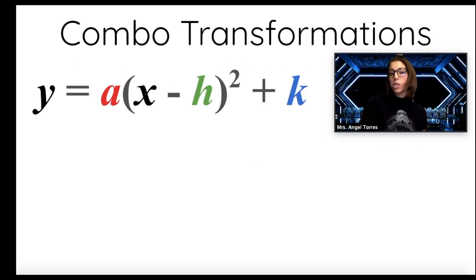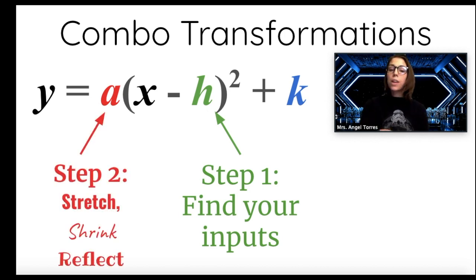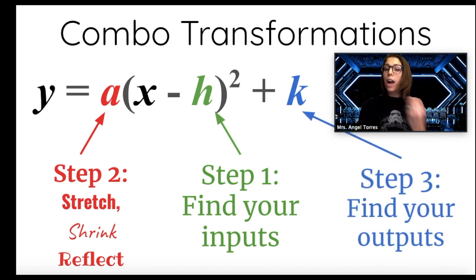So now that we've had a chance to observe all 3 transformations individually, let's take a look at what we would do if we were given a combination of them. So there's 3 steps here. The first step is you want to take a look at where your inputs are going to be. So that shift on the vertex is going to affect the rest of the work you do. From there, we're then going to apply whatever the value of a is. That means it could either stretch, shrink, and/or reflect our graph. Finally, once we've done that, we'll find our outputs by applying any vertical shift that we see.